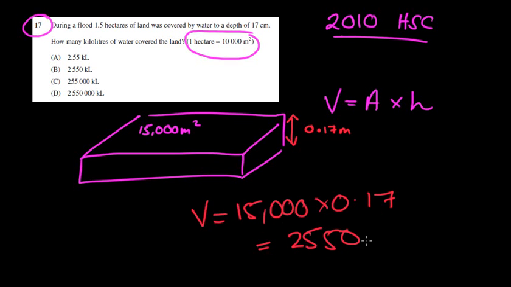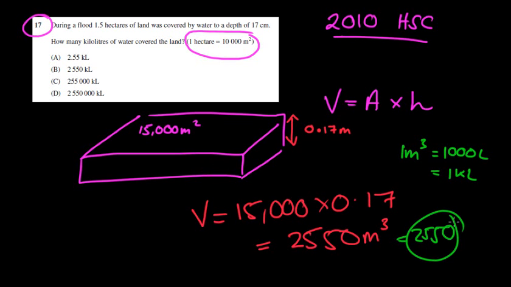Now that is meters cubed. So how do I convert meters cubed to kiloliters? Well, there is 1 kiloliter in a cubic meter, because we know that 1 meter cubed equals 1,000 liters, and 1,000 liters is equal to 1 kiloliter. Therefore the answer is 2550, which happens to be B.